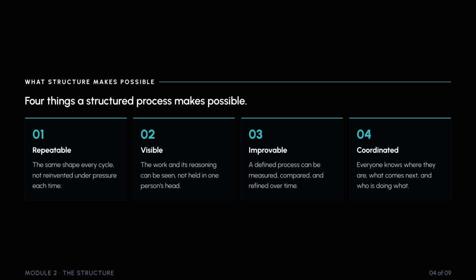Improvable: a process you have defined is a process you can measure, compare, and sharpen. You cannot improve something you cannot see. And coordinated: everyone knows where they are, what comes next, and who is responsible for what. 4 properties. Hold them. There is a 5th, but it has to be earned a little later, and earning it is part of the point.